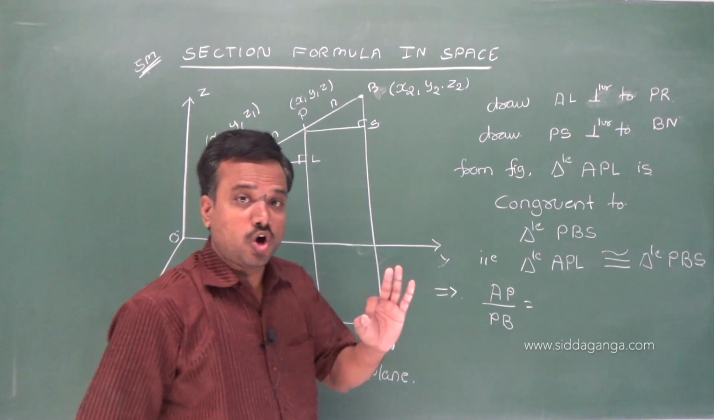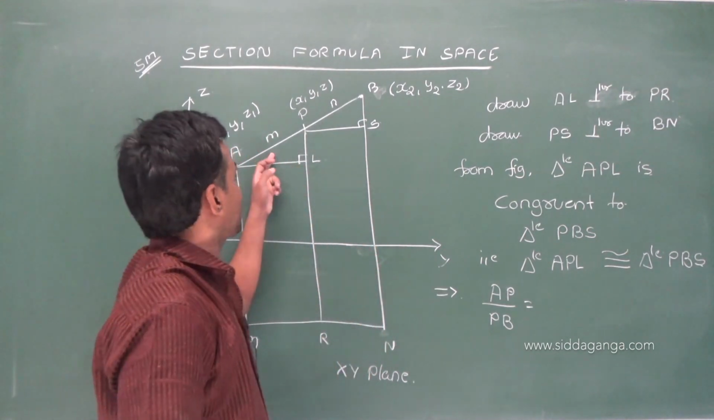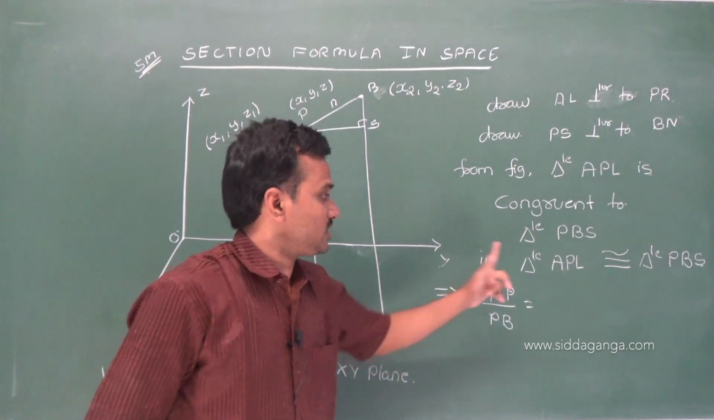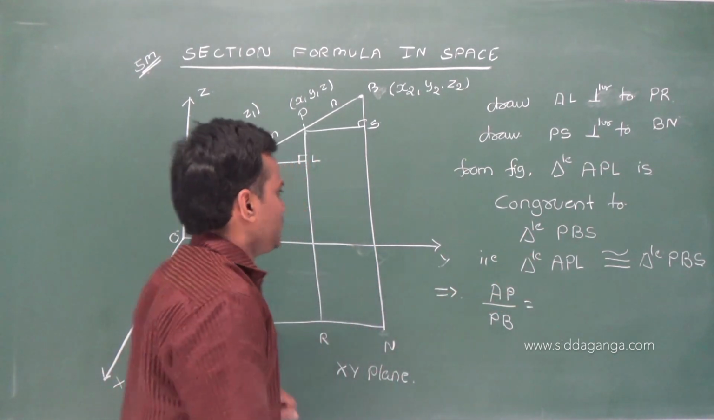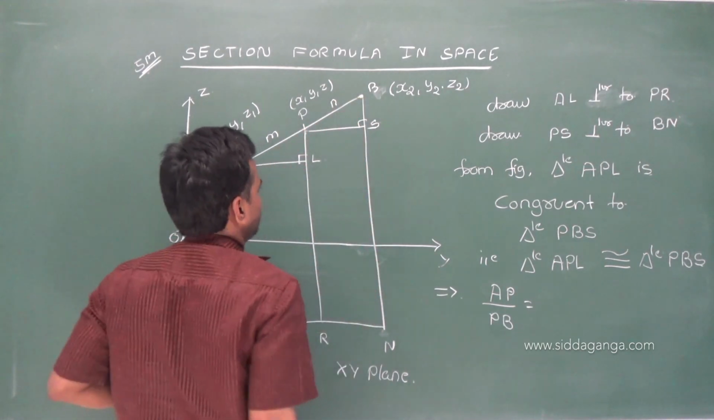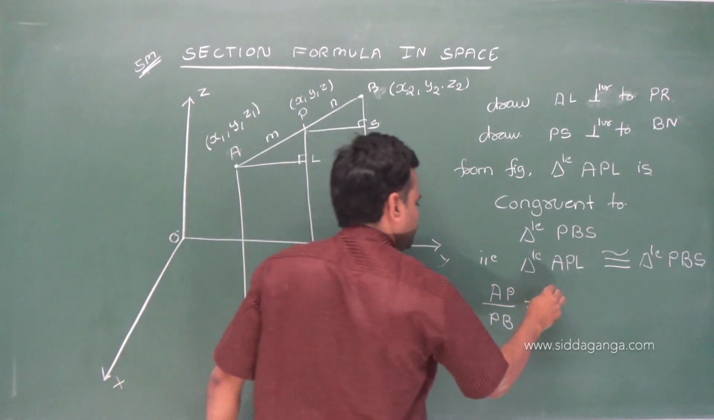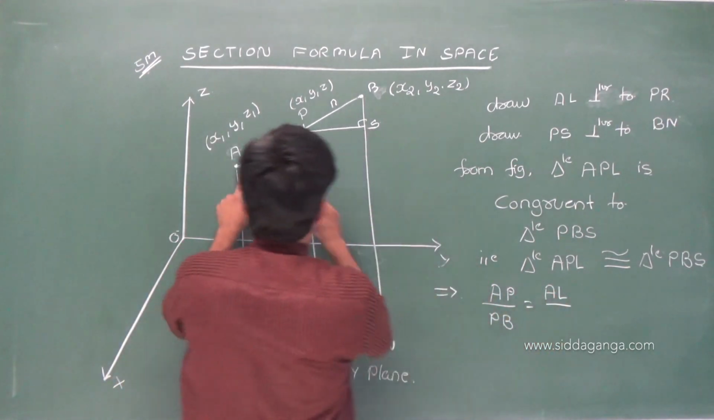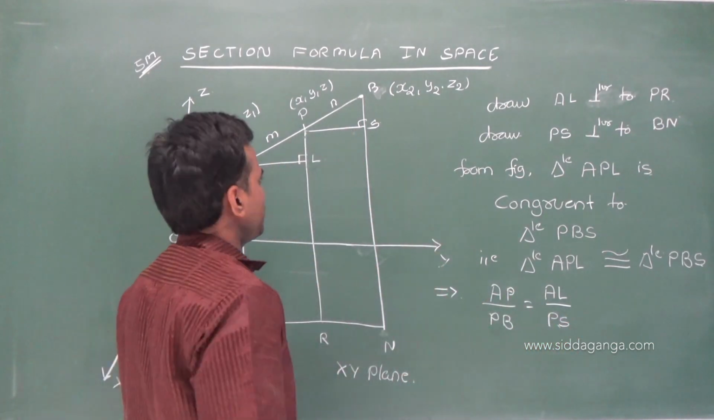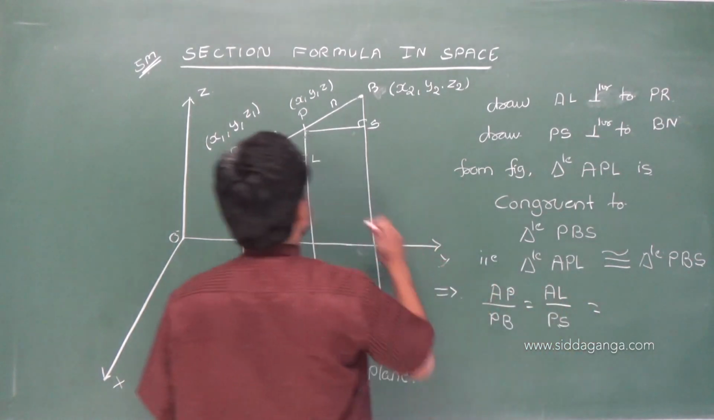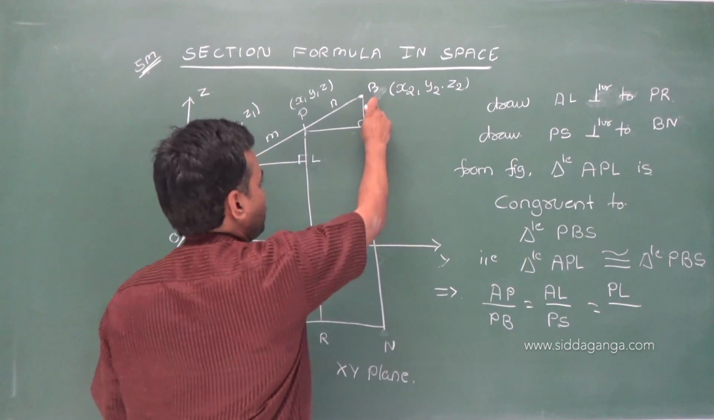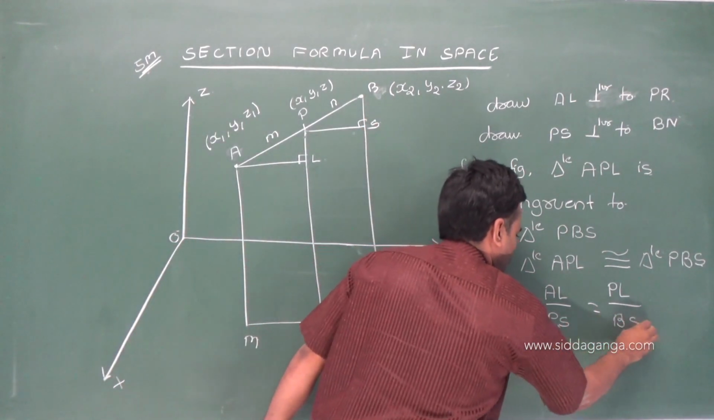The corresponding sides are proportional to each other. This is the property of congruency. Corresponding sides, what are those? AP divided by PB is equal to AL divided by PS. AL divided by PS is the same as PL divided by BS.